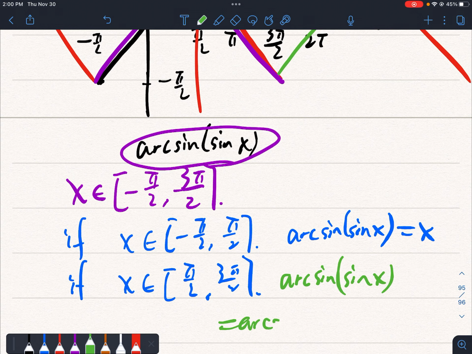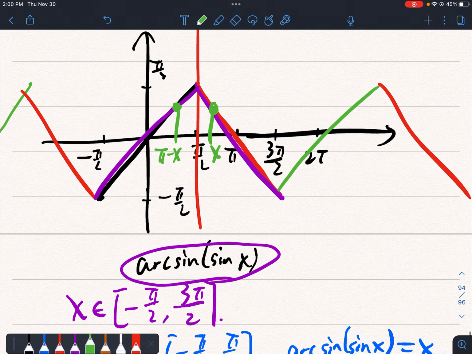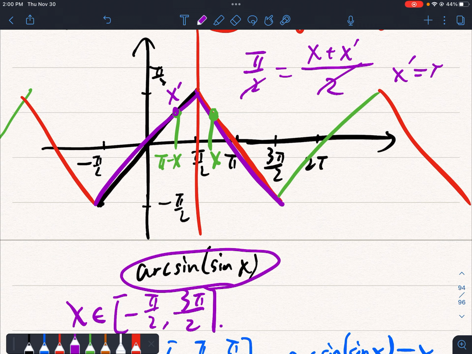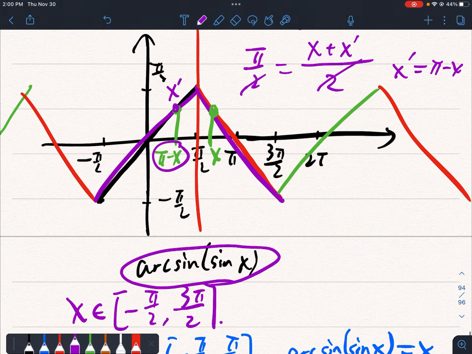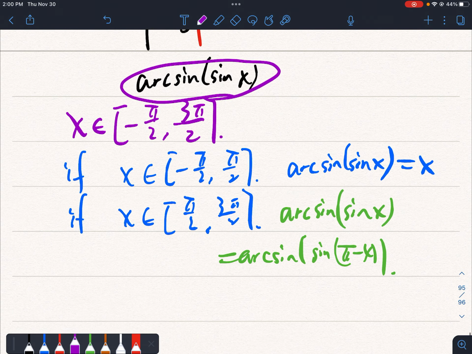And they are symmetric along x equals pi over 2, which means arc sine of sine x must be equal to arc sine of sine of pi minus x, right? Because if this is x, then this must be pi minus x. Why? Because pi over 2 is the midpoint of these 2 points. So maybe we would call it x prime. So pi over 2 should be the midpoint of x and x prime, so it should be x plus x prime divided by 2. Then we can cancel out 2, so x prime must be pi minus x.